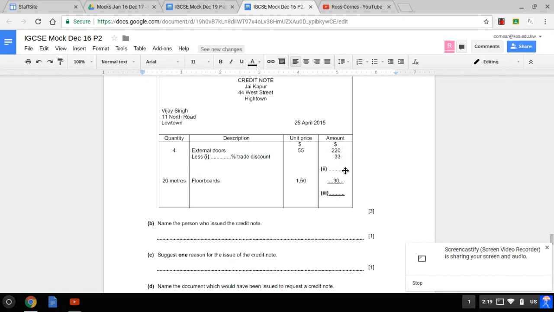We then do list price, take away the discount, gives you the actual amount the customer is going to get charged. So 220 minus 33 is 187. And then you would add 30 to get 217. That would give you the total amount on the credit note. That would be the amount that the supplier was going to reduce the amount the customer owes them by because of these returns. Person who issued it was J Kapoor. Loads of possible reasons. It could have been an overcharge, but it's more likely to have been either just good return and be accepted, or the return of faulty or damaged goods.